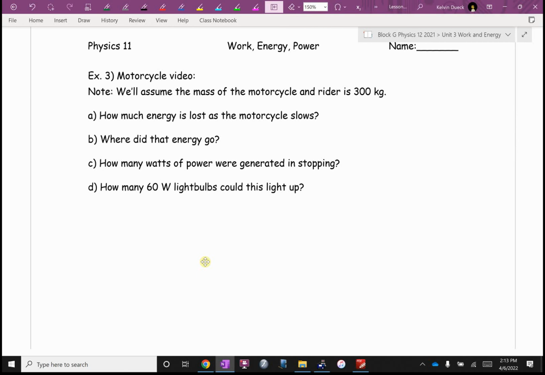Dumb and Dumber. We're going to assume the mass of the motorcycle and rider is 300 kilograms. I'm making a best guess. I looked up a bunch of street bikes that are high performance, took an average mass, and then said, okay, let's add a rider onto it. So here is the video.